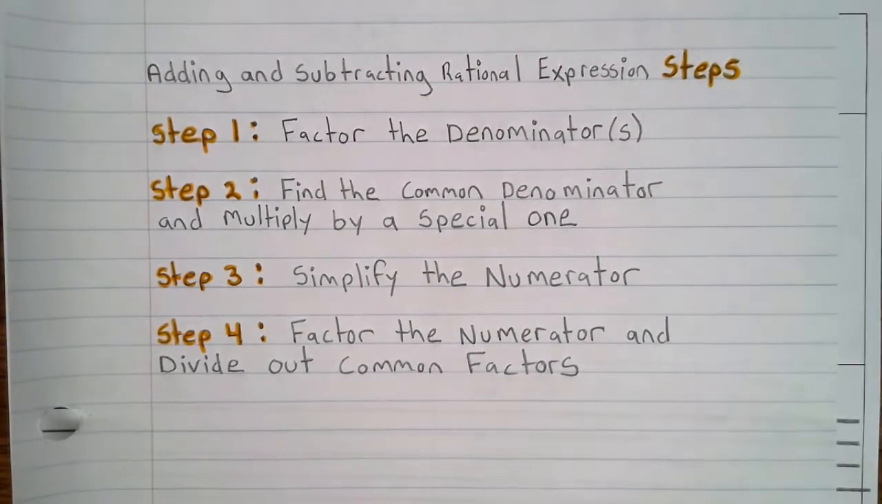Adding and subtracting rational expression steps. Step 1, factor the denominator. Step 2, find the common denominator and multiply by a special one. Step 3, simplify the numerator. Step 4, factor the numerator and divide out common factors. So update your notes. All right, now your notes are updated.